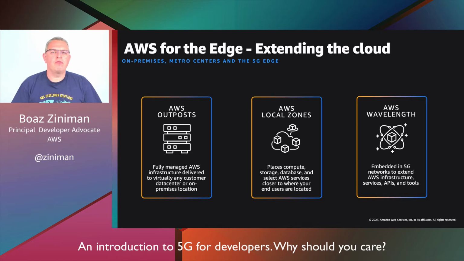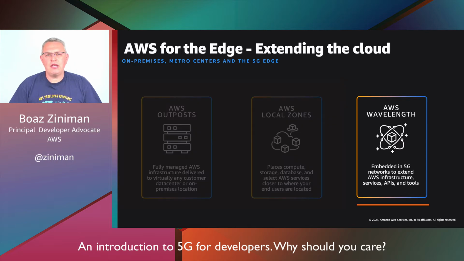Wavelength, which is our focus in this session, is unique in that it is designed to enable developers to build ultra-low latency applications by extending AWS infrastructure services, APIs, and tools into 5G networks. Developers can take existing applications and extend them to Wavelength Zones, or build new applications using AWS services like EC2 or container offerings such as EKS.